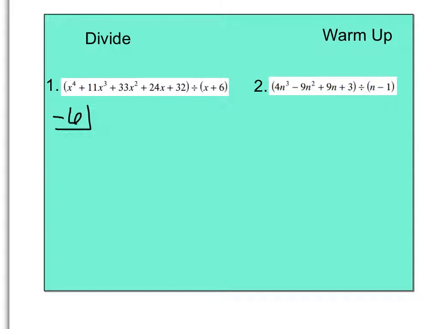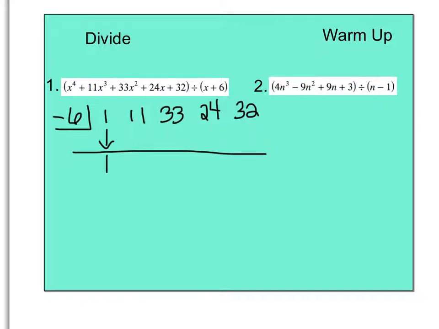Now let's check to make sure we're not missing any exponents. We have 4, 3, 2, 1, and none. So we're good to go there. So we write our coefficients. We've got 1, 11, 33, 24, and 32. Remember, we always bring the first one down, and then we multiply and add, multiply and add.